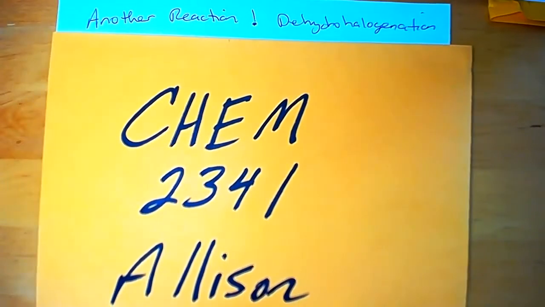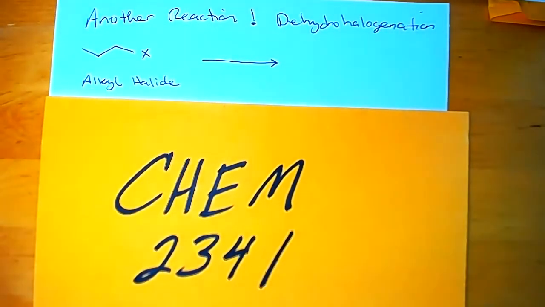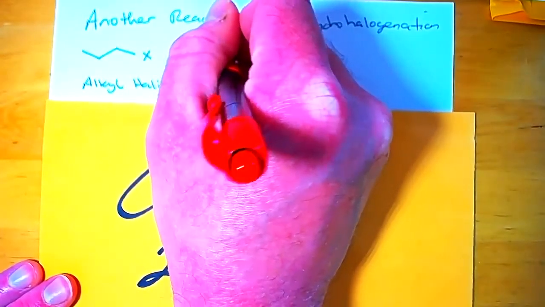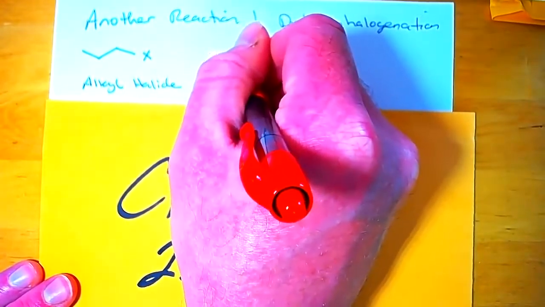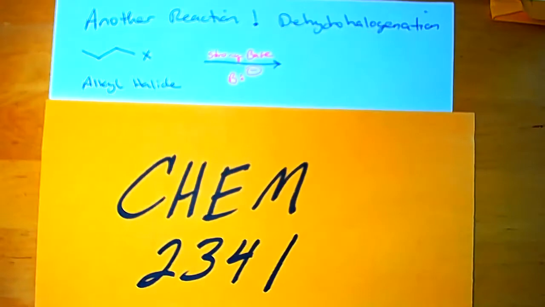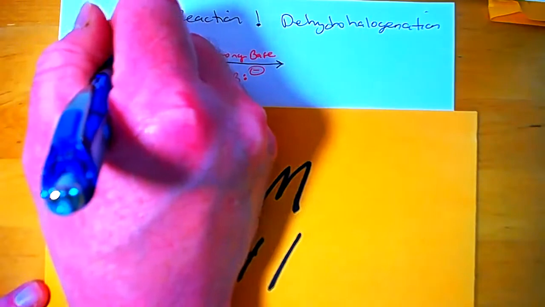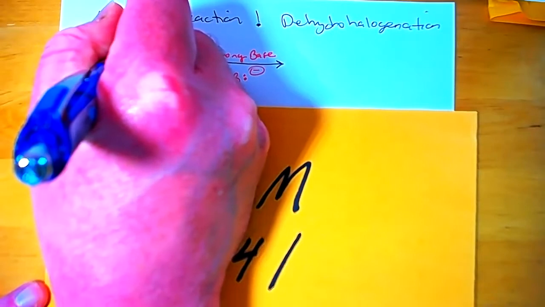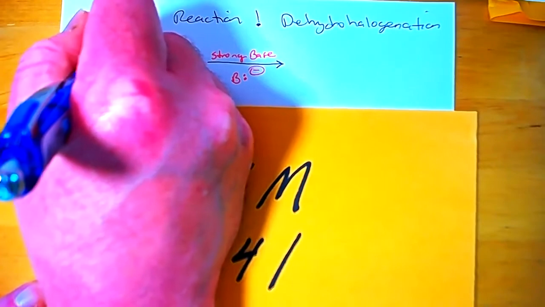Essentially what it means is removing a hydrogen and a halogen from an alkyl halide. So I've got an alkyl halide shown here. And what we see is that when we treat this compound with a strong base, which I'm just going to call B minus here, if this is the carbon that's next to the halogen, we refer to that as the alpha carbon. And then the carbon that's next to the alpha carbon is what we refer to as the beta carbon.